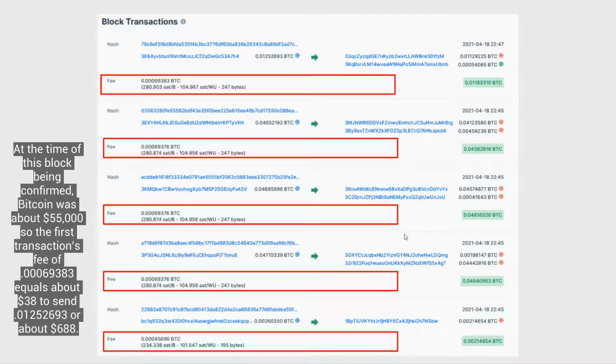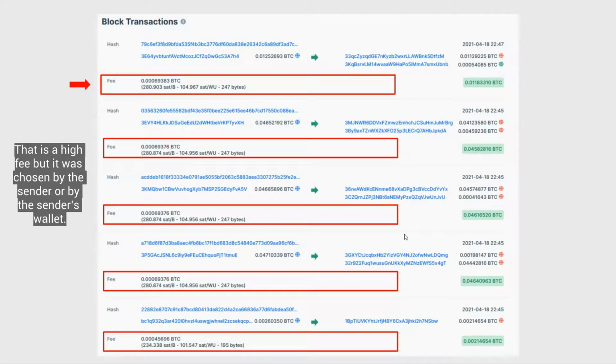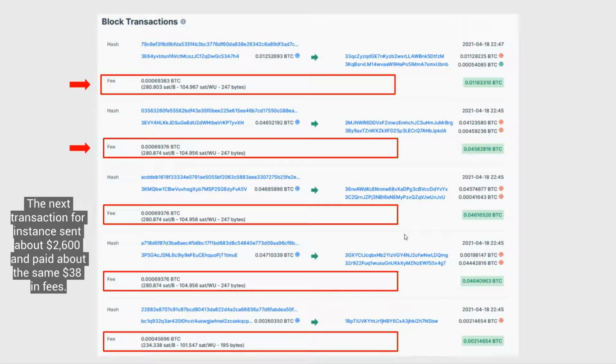So the first transaction fee of 0.00069383 Bitcoin equals about $38 to send 0.0125269 Bitcoin, or about $688. That is a high fee, but it was chosen by the sender or by the sender's wallet. The next transaction, for instance, sent about $2,600 worth of Bitcoin and paid about that same $38 in fees.